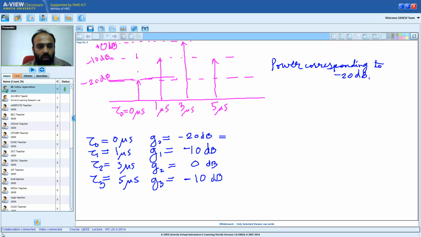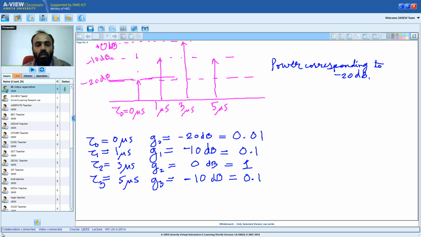Minus 20 dB. What is the power corresponding to minus 20 dB? Minus 20 dB equals 0.01, correct. Because 10 log 10 of power is equal to minus 20 dB, which means the power is 0.01. Minus 10 dB, what about minus 10 dB? Minus 10 dB equals 0.1. 0 dB equals 1, correct, and minus 10 dB equals 0.1.